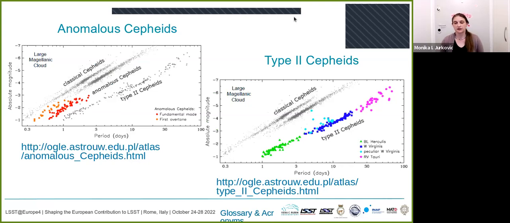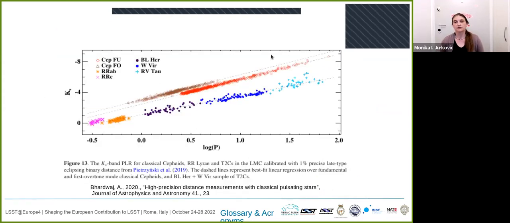They form a very nice period luminosity relation, which can be seen here in the OGLE data. And also, if we look at their period luminosity relation in the infrared band, this is the K band, it is actually very nice. For the short period ones, it is quite precise. These are the RR Lyrae stars. These are the classical ones. The ones that we tend not to use are the long period type 2 Cepheids.